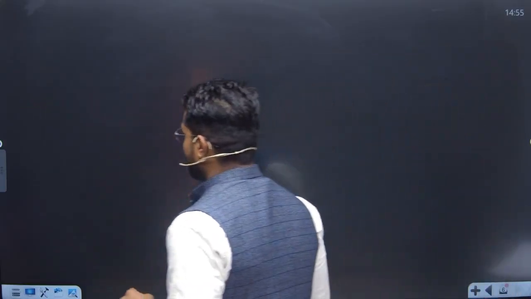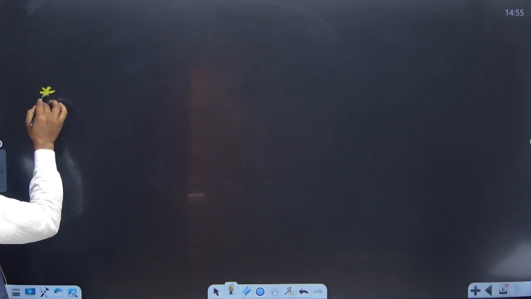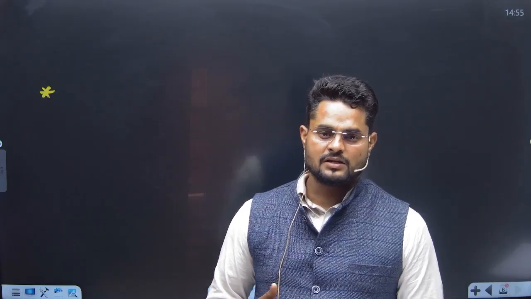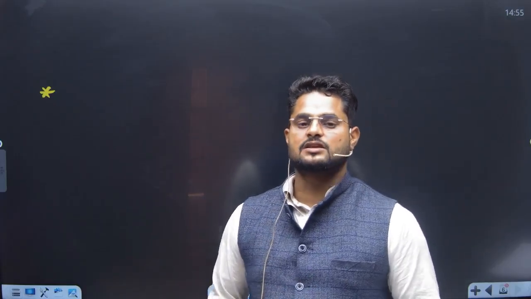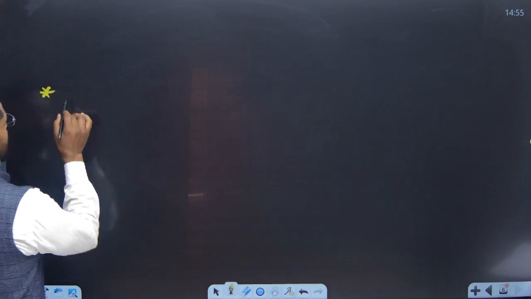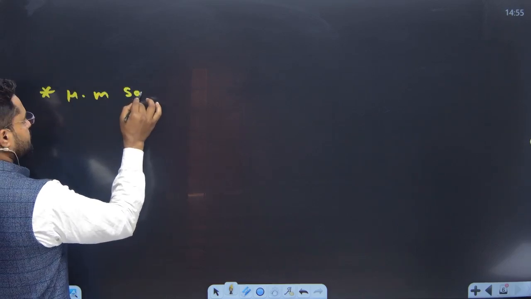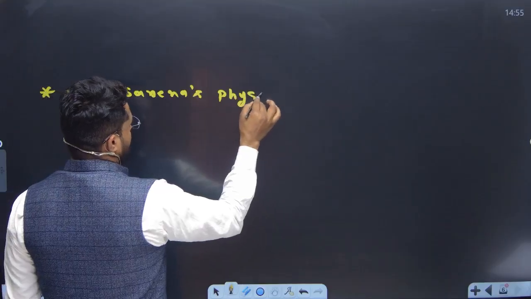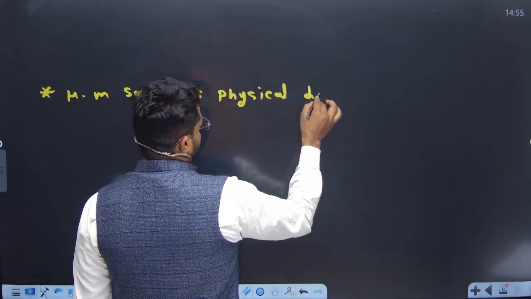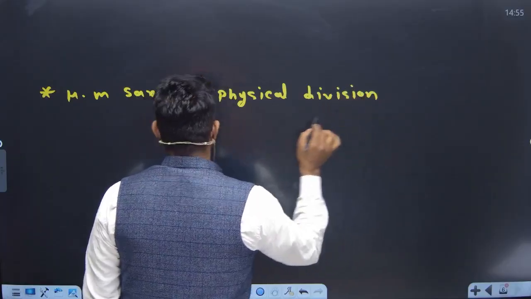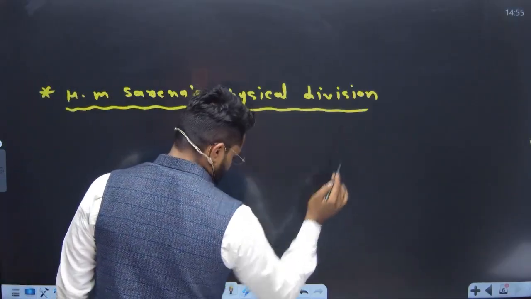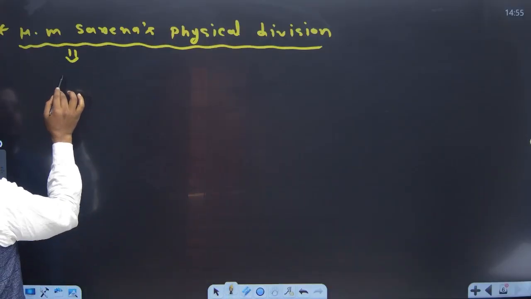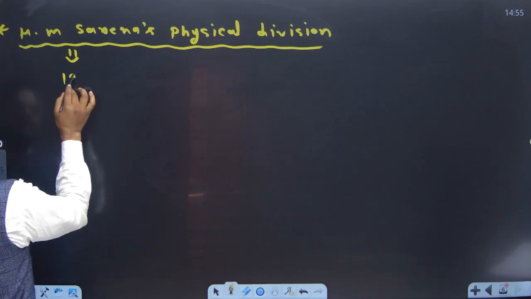Hari Mohan Saxena. We know that Rajasthan is presently divided into 4 physical regions, and this physical division was given by Hari Mohan Saxena. Dear student, Hari Mohan Saxena gave his physical division in 1994.